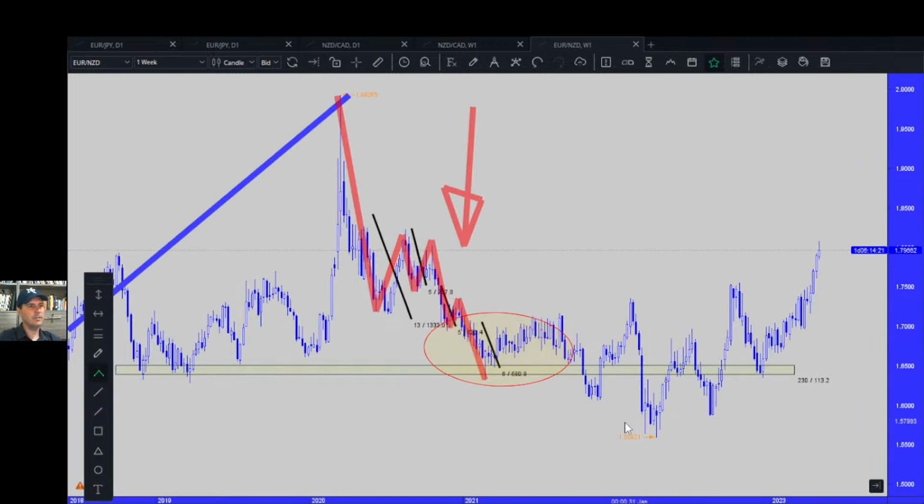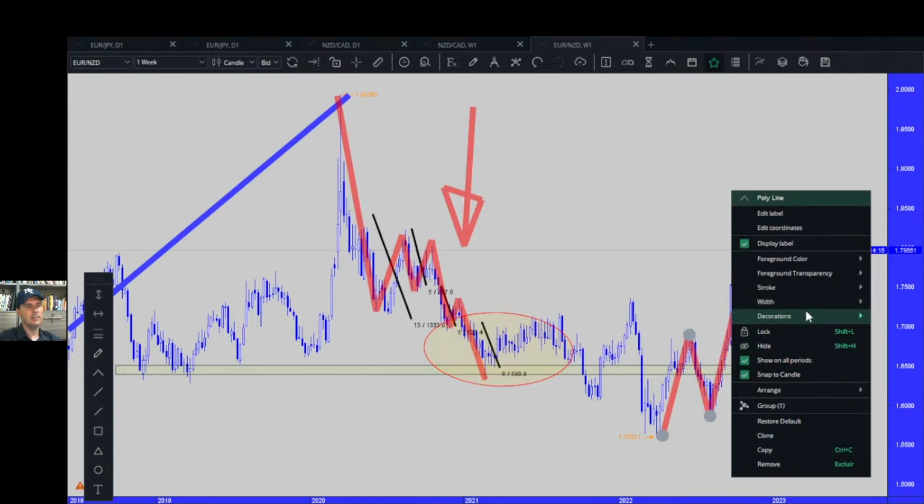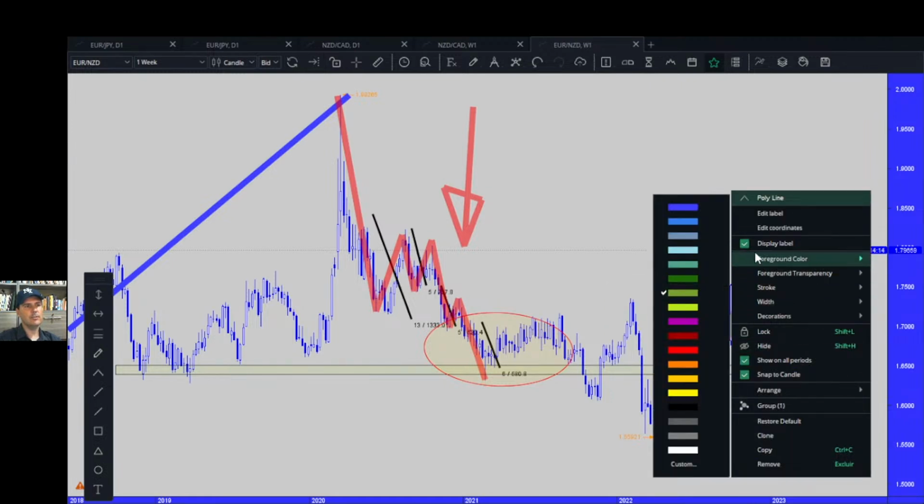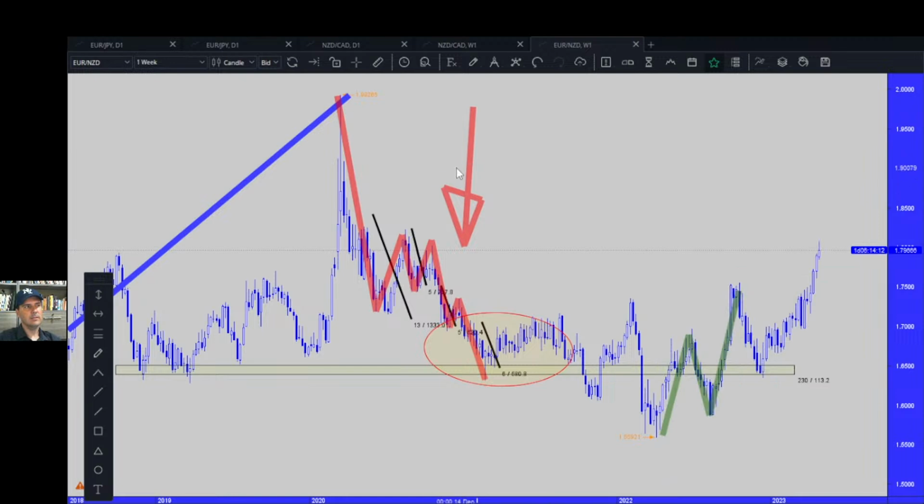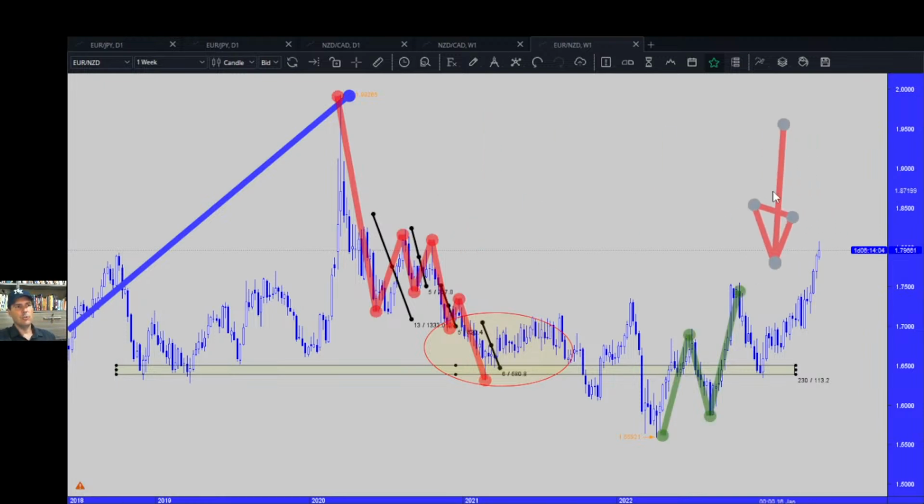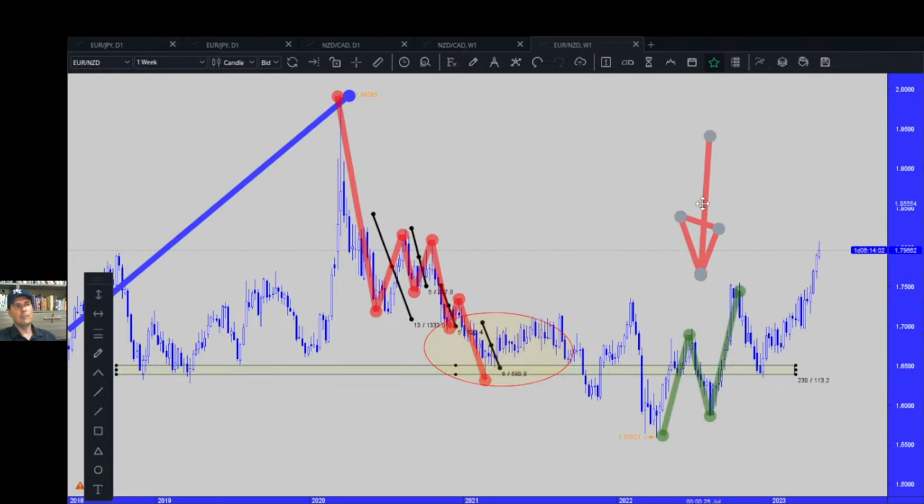Do we agree, everybody, that the market is going to show me when it's the time to enter? As the cat is the first example, Euro New Zealand now is the second example. Do we agree that the market is going to show you when it's the time to go long?